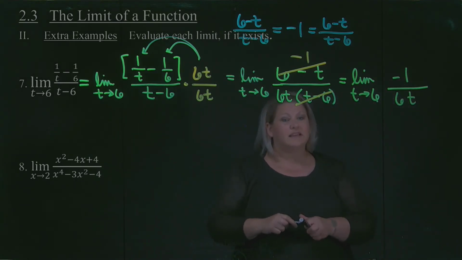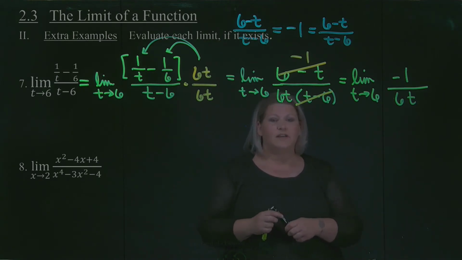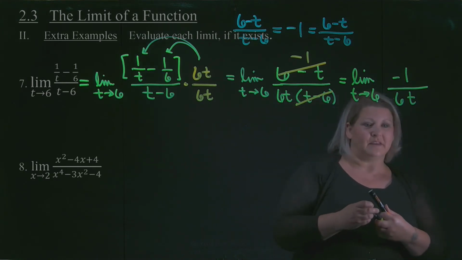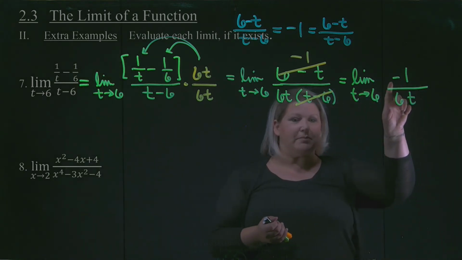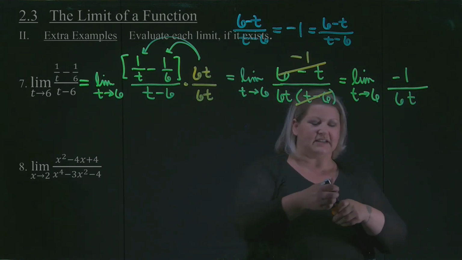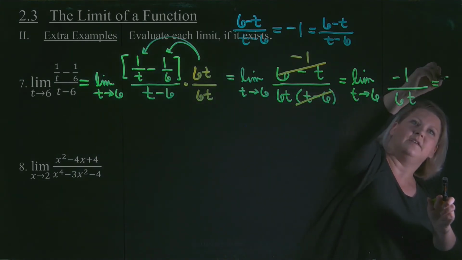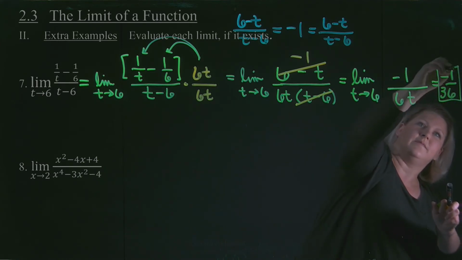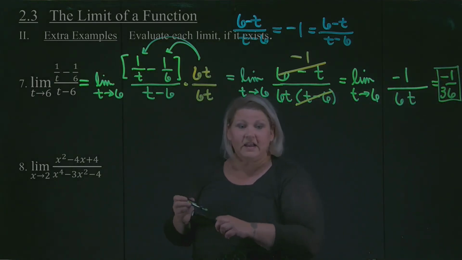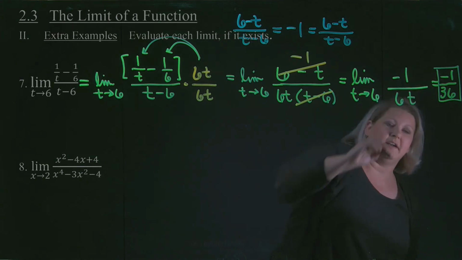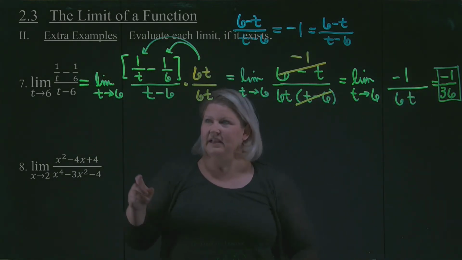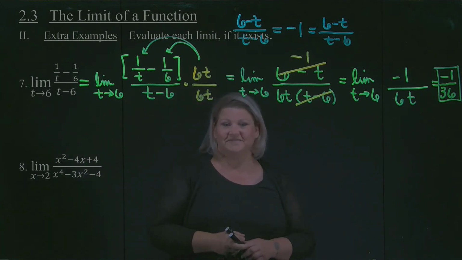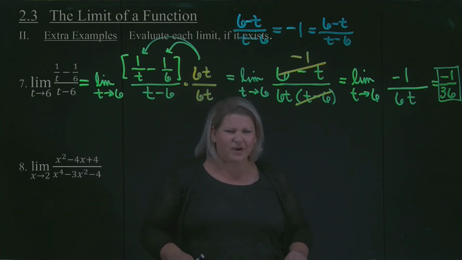So I'm left with this remaining fraction of -1 over 6t, and then I can plug the 6 in. If I plug the 6 in, I'm going to end up with -1 divided by 36. So I'm going to have -1 over 36. Again, plug that into your calculator. Use values that are very, very close to 6.